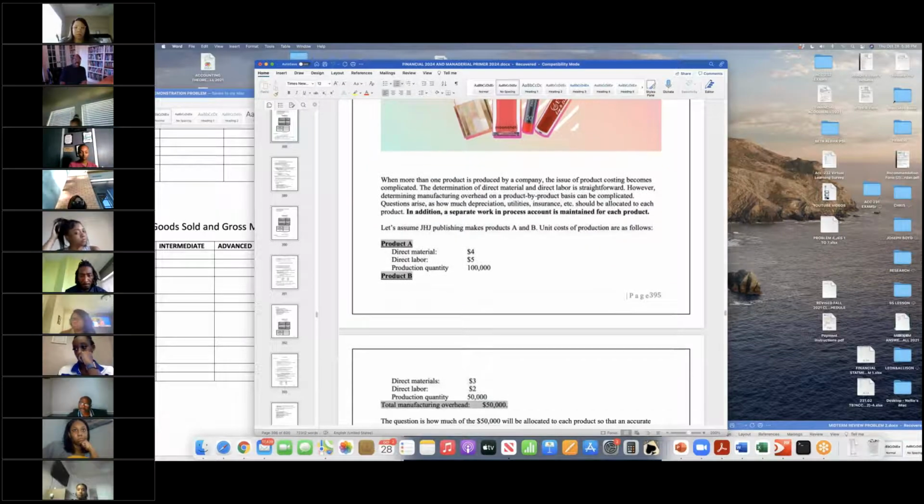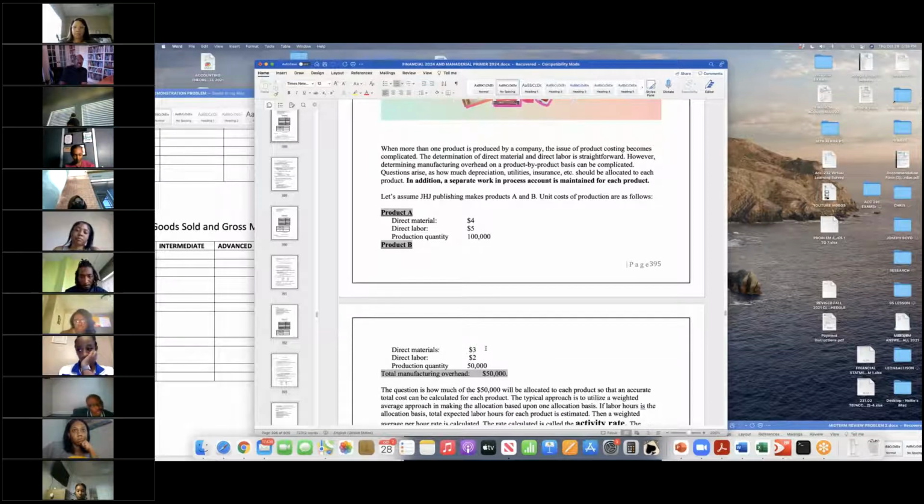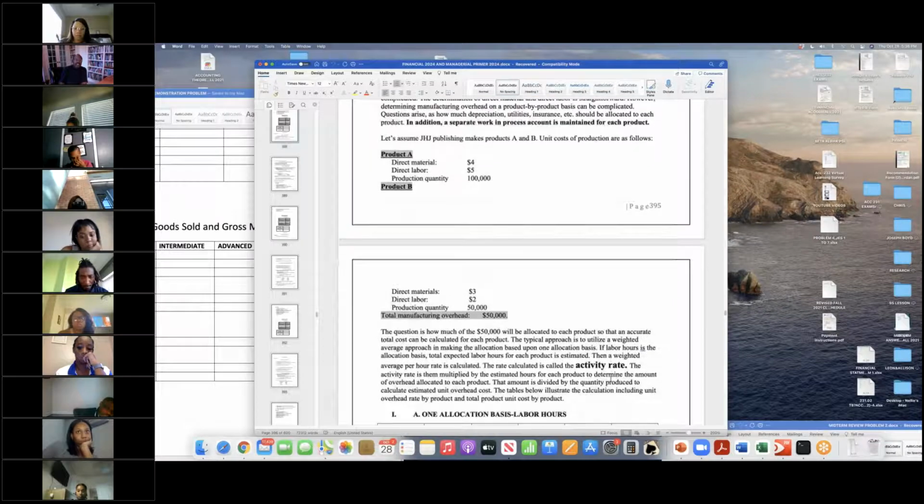So in the simple example, we have product A has direct material 4 and 5, and the production quantity is 100,000. Product B has direct materials of 3 and 2, and the production quantity is 50,000, and the total overhead is 50,000. So we're making 100,000 of product A, we're making 50,000 of product B, and the total manufacturing overhead is 50,000.